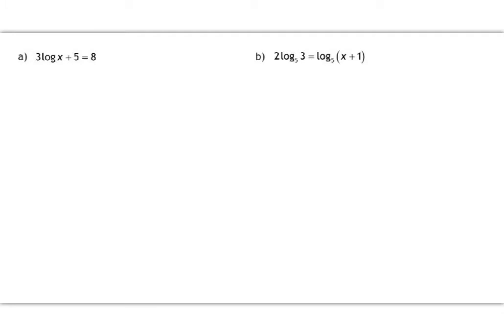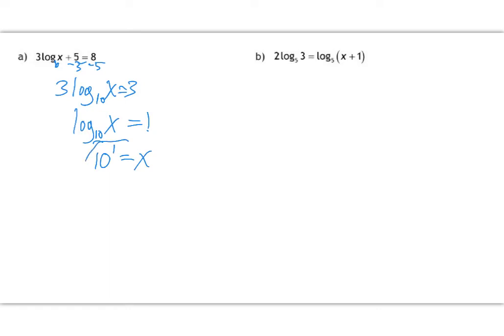We can do the same thing going backwards with logs. This is log base 10. So I'm going to minus 5 to both sides. We got 3 log base 10 of x is going to be 3. Divide by 3. We get log base 10 of x is going to be 1. Converting, base 10 to the first power is equal to x. That means that 10 is x.